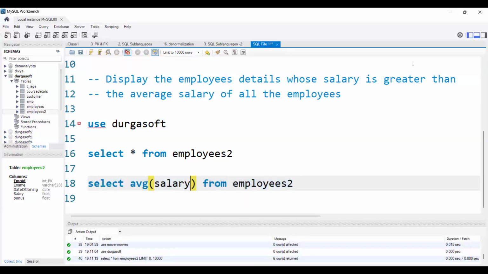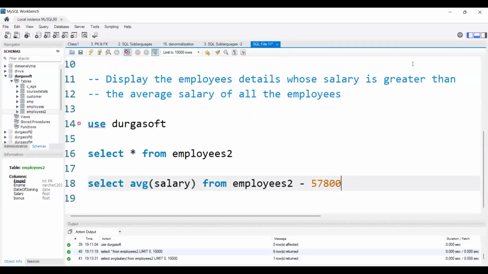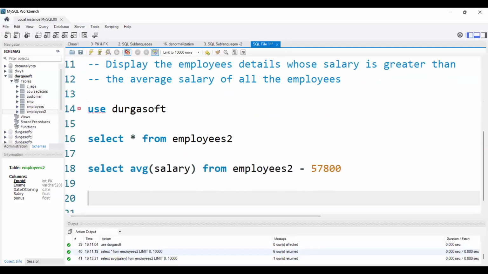So if I execute this, select average salary from employees to, I got some result. Almost 57,833. Let me write it here. This is the result. Maybe 57,800. I will write it as 57,800. Okay. This is my average salary, right?